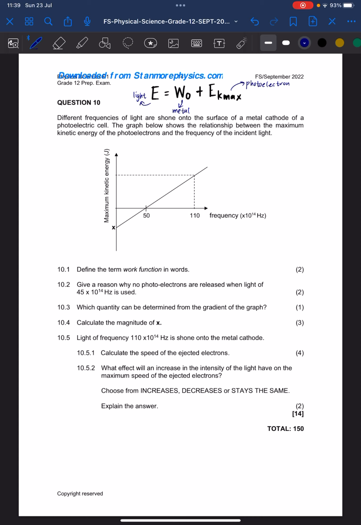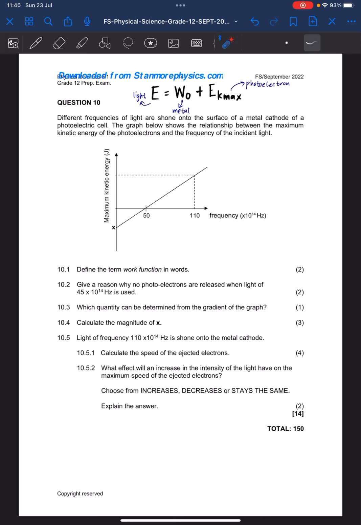Now, let's start with the question. Enough rambling. Different frequencies of light are shone onto the surface of a metal cathode of a photoelectric cell. The fact that they use the word different entails that some of them might reach the required amount of energy or frequency to cause the photoelectric effect, and some of them might not. It then says that the graph below shows the relationship between the maximum kinetic energy of the photoelectrons, which is what we were talking about before. Kinetic energy is only for photoelectrons, and the frequency of the incident light. It's very important that they use that qualifier to tell you that this frequency is about the incident light.